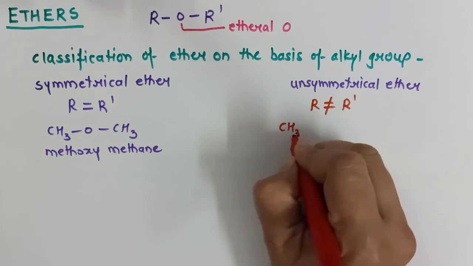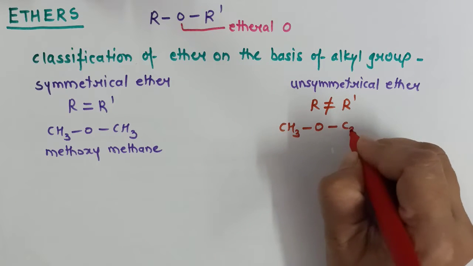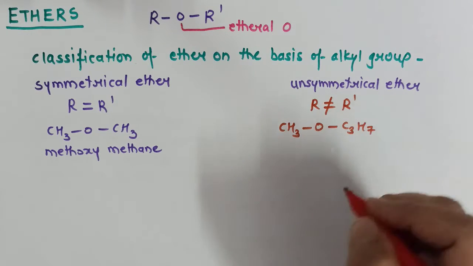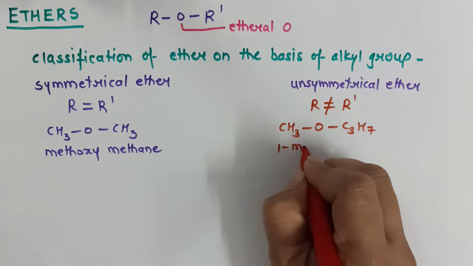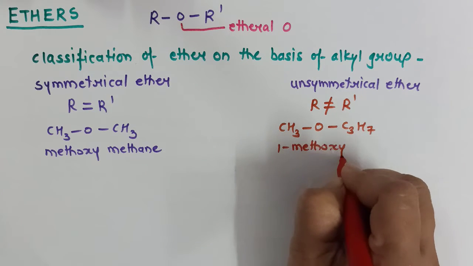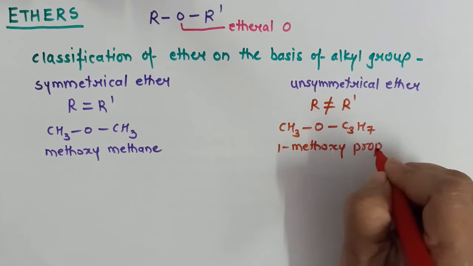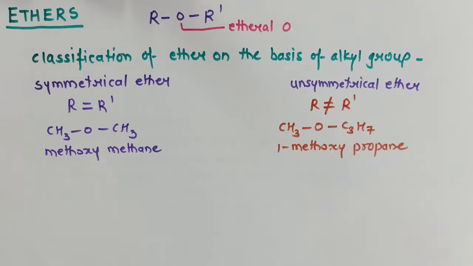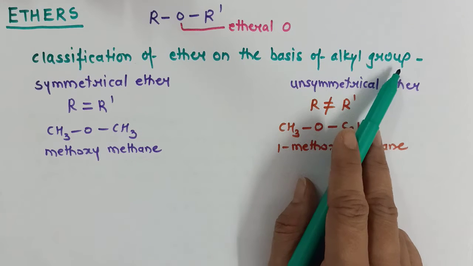For example, CH3OC3H7, I will say 1-methoxypropane. So that was the classification of ethers on the basis of alkyl group.